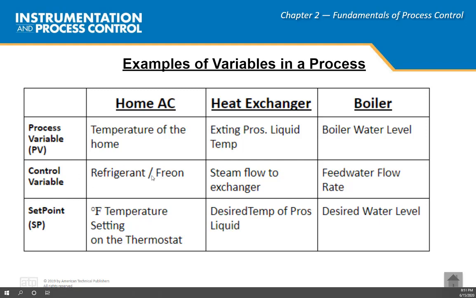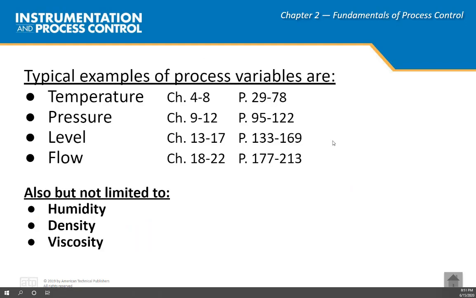Alright, next is our control variable. As I said, your freon or refrigerant, that's what controls the air blowing out of the air conditioner unit, and then the set point is what we set our thermostat to. And I give some examples here for a heat exchanger and for a boiler, and you can read those for yourself on the slides that are linked to the Canvas page.